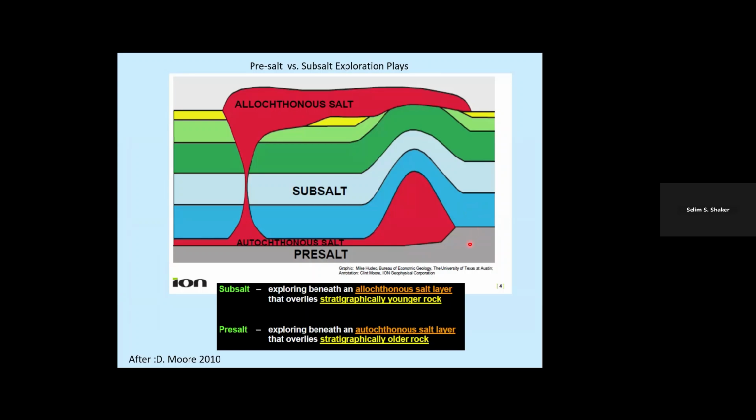There are a couple of terms, subsalt and pre-salt. In South America, the Brazilian section, the pre-salt is a good producer. And hopefully, worldwide, we can find what pre-salt looks like. The autochthonous salt, which is the base of the salt, is still stable, it did not move. However, the allochthonous salt, which is the term for moving salt, is the main exploration target nowadays.